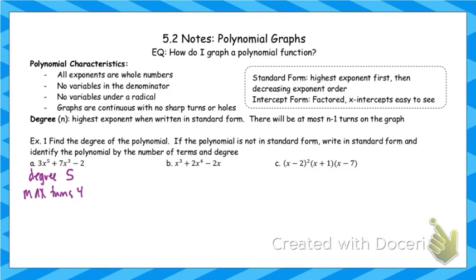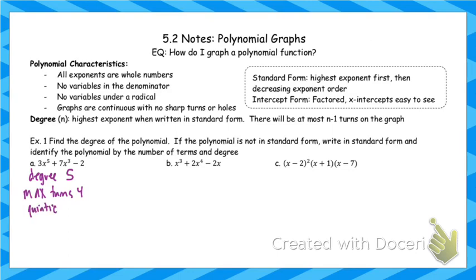Now, some other things we're going to do is we're going to identify the polynomial by the number of terms and the degree. So since the degree is 5, that actually has a special name. If the degree is 2, it's quadratic. If the degree is 3, it's cubic. If the degree is 4, that's called quartic. And if the degree is 5, that's actually called quintic.